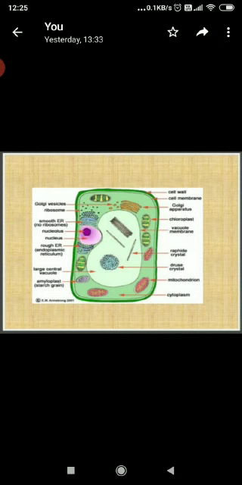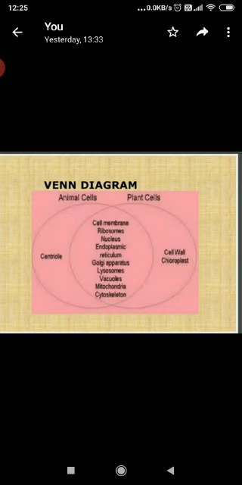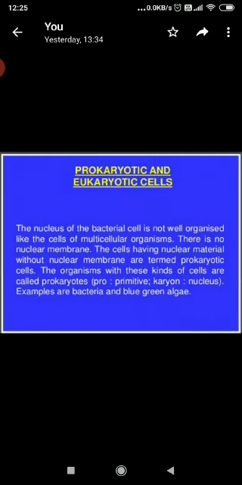So see the picture of plant and animal cells. Here we can differentiate plant and animal cells with the help of a Venn diagram also. So now we are going to study prokaryotic and eukaryotic cells.